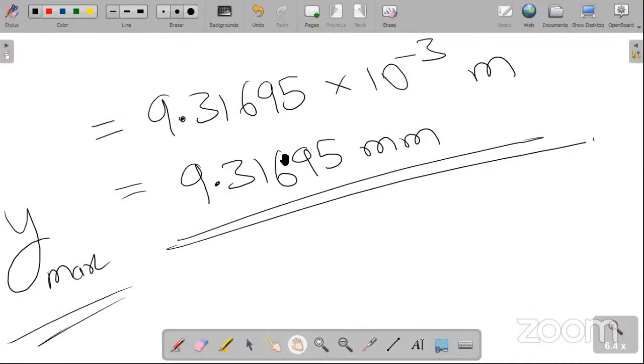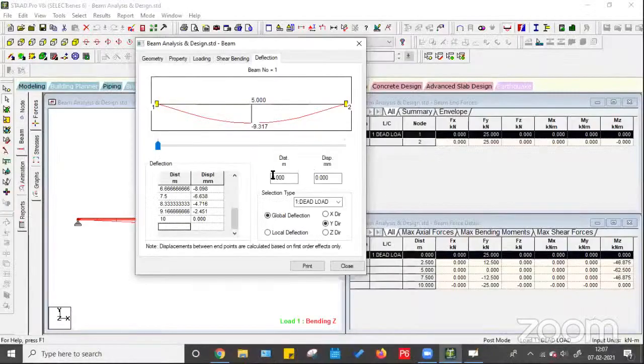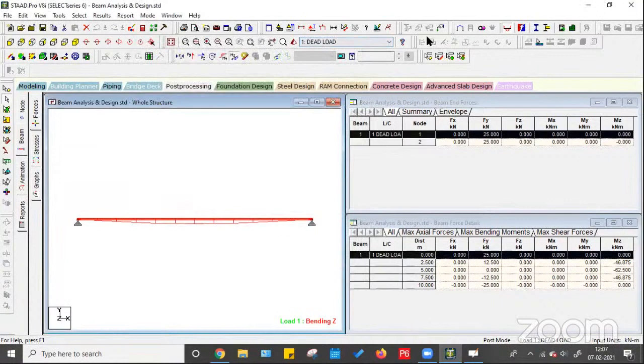See, the deflection is 9.31695, and here we are getting the deflection as 9.317. So I'm just showing you the application of STAAD. I have not explained anything right now because I'm going very fast. But I'm trying to tell you how important STAAD can be, or any software can be. You can see this is just STAAD.